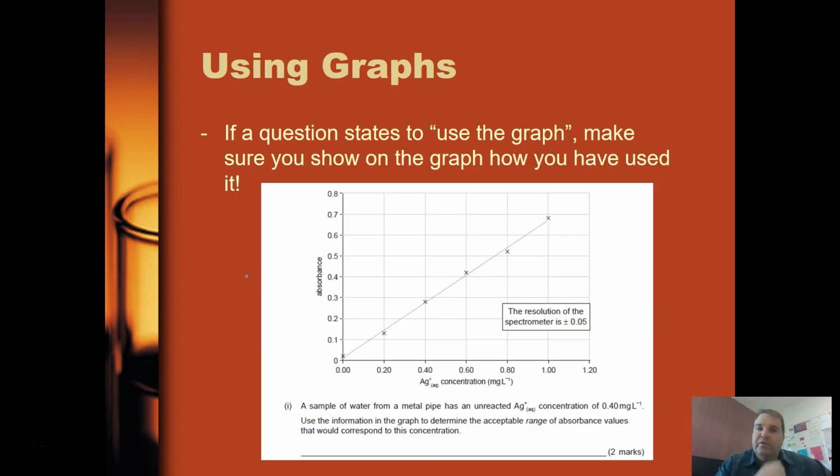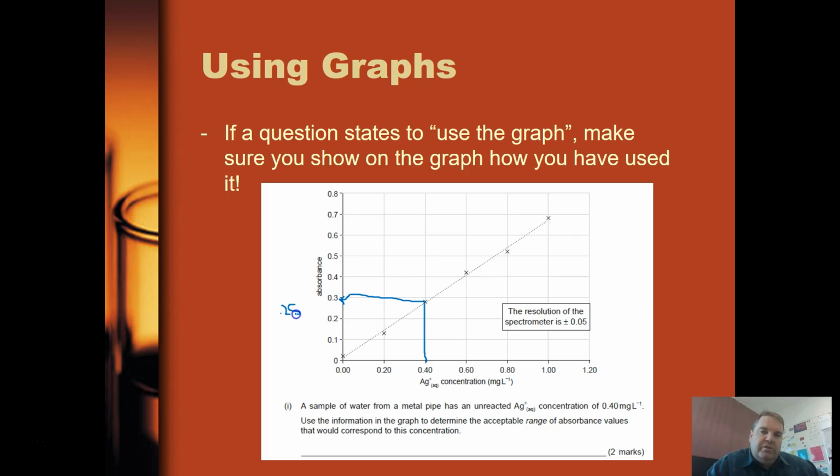When you're using graphs, if the question states to use the graph, make sure you show on the graph how you've used it. So here's an example: a sample of water from a metal pipe has unreacted silver, concentration of 0.4 milligrams per litre. So here's the 0.4 milligrams per litre. All right. Use the information in the graph to determine the acceptable range of absorbance values that would correspond to this concentration. Okay. So you come up here to that value, you come across to here. So sorry, my line's not straight at all, but you're going to get about 0.28 there.